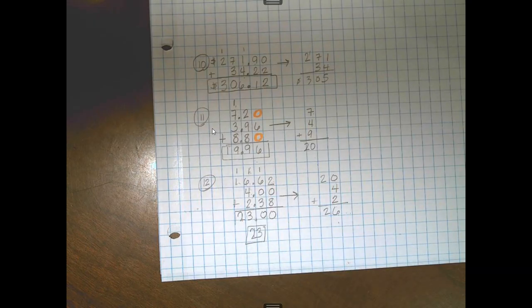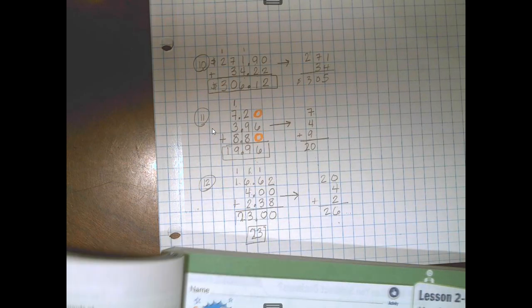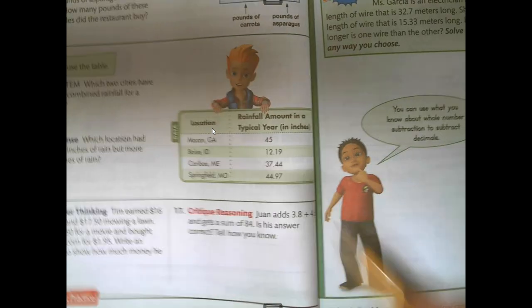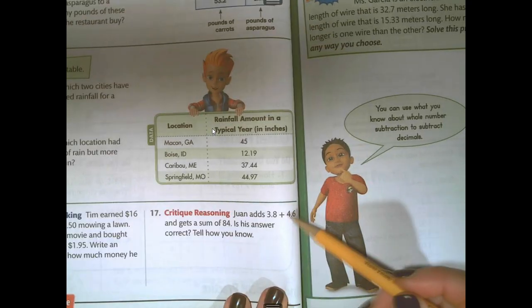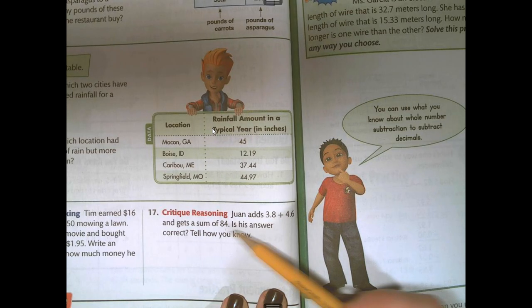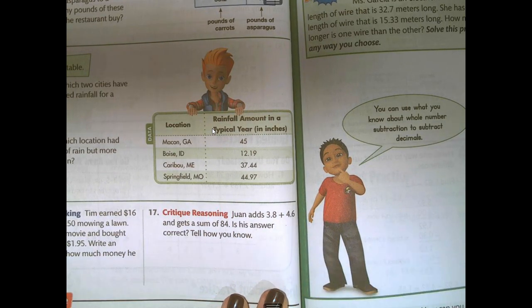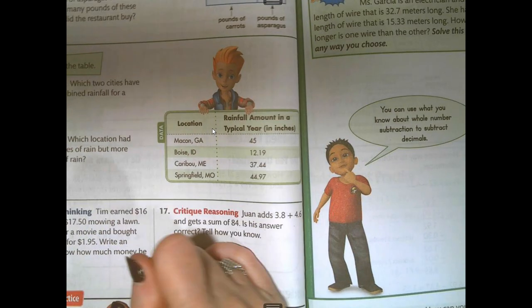All right, speaking of that, there is one question that I love on the back page. So let's talk about that before we close it up today. And that is question number 17. All right, so Juan is adding 3 and 8/10 plus 4 and 6/10, and he gets a sum of 84. Is his answer correct? Tell me how you know. And I can tell you right now, his answer is not correct.